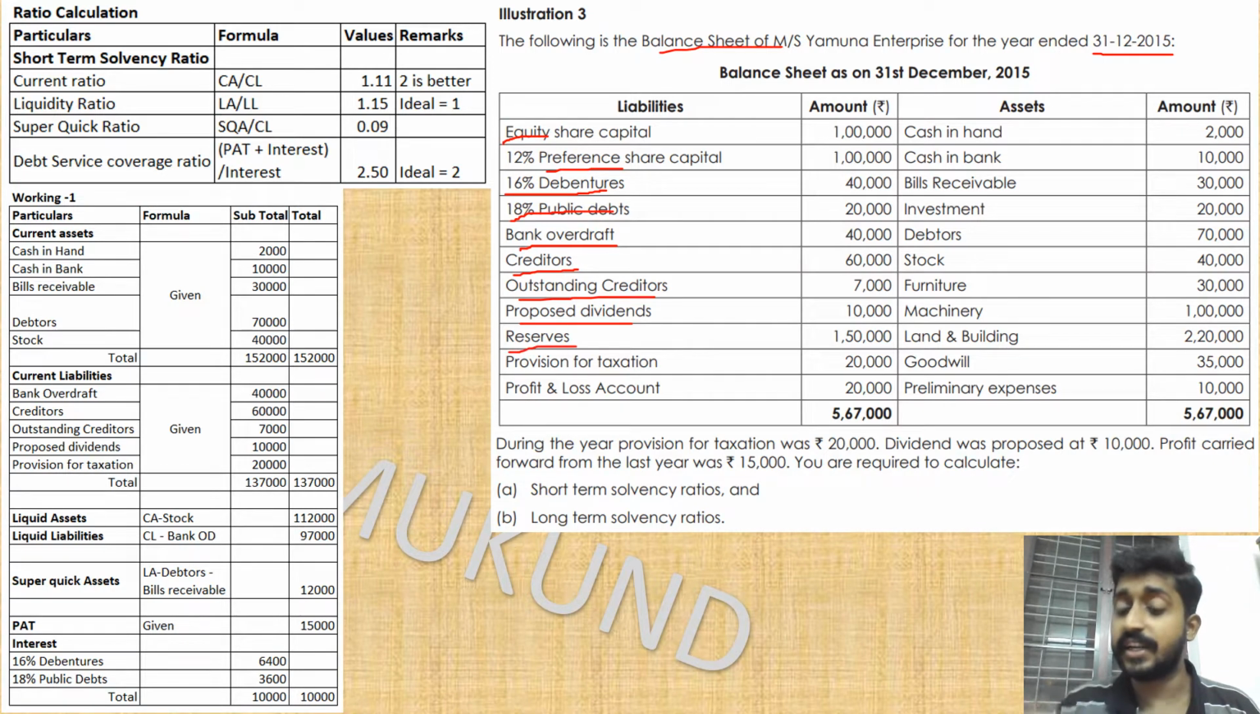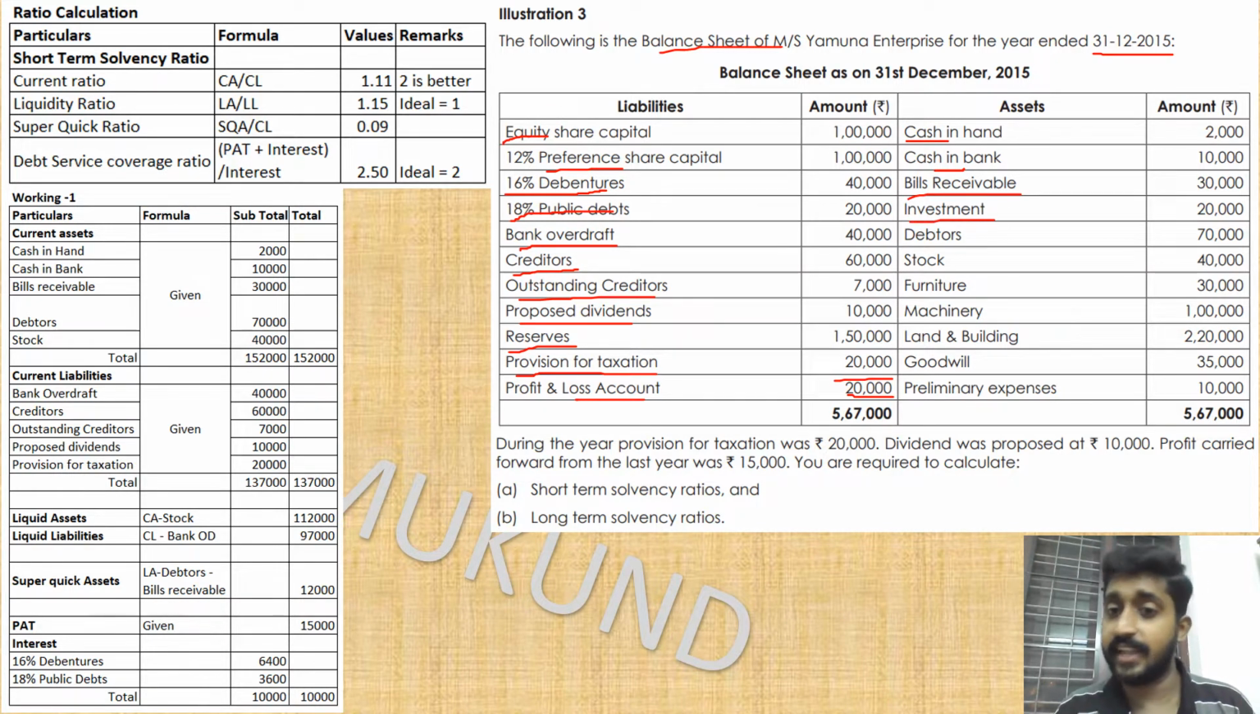Next, reserves, general reserves is also a shareholders fund. Next, provision for taxation. The provision for current year taxation has been created, which means this will be paid after the completion of your statutory audit. So the 20,000 provision for taxation is also to be paid in less than 1 year, so it should be treated as current liability. Profit and loss account, so this year's P&L account balance is also coming here, and this will also be like a shareholders fund. Next, cash in hand, yes, it's a liquid asset. Cash in bank is also a liquid asset. Bills receivable is a current asset.